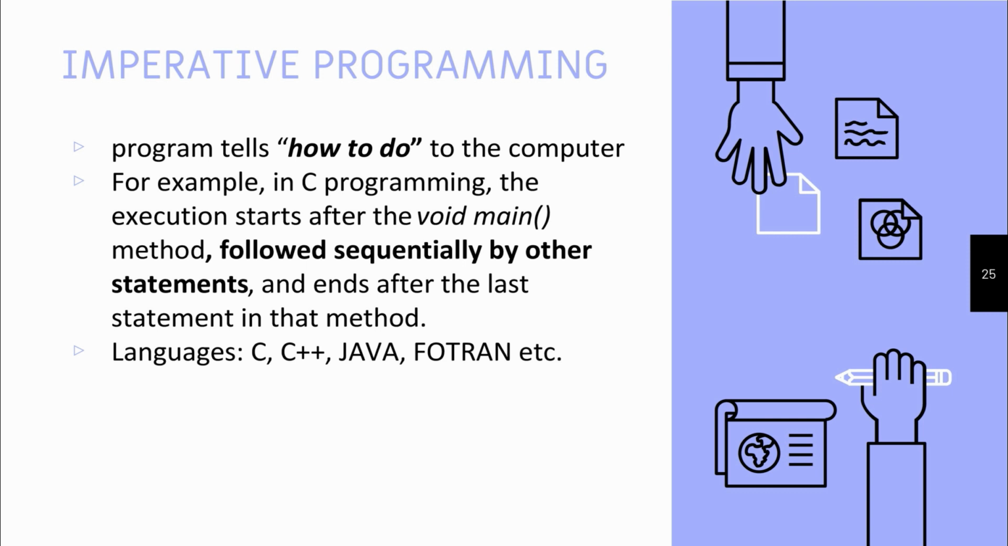Okay, so imperative programming ni apa benda dia? Okay, imperative programming ni is a program that tells the computer how to do something. For example, in C programming, the execution starts after the void main method, followed sequentially by other statements and ends after the last statement in that method. Okay. Some of you might be confused with the examples. Okay, tak apa. Kita akan bagi example lain nanti, tak apa. Okay, so now imperative programming, you just focus on how to do. Okay, so examples of imperative programming are like C, C++, Java, and Fortran, dan banyak lagi lah.